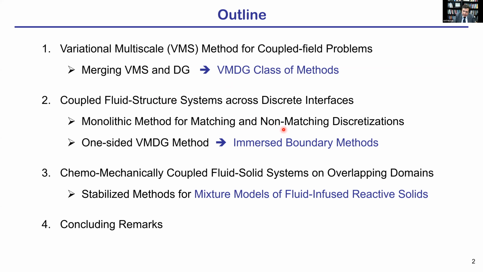Then, as I mentioned, there is another class of problems that have embedded interfaces in the background mesh. And I'll show that we can apply a one-sided VMDG method, and it gives rise to immersed boundary methods. I will talk about chemically reacting flows infused through solids, giving rise to large local deformations and the technical issues associated with them. They give rise to advection-dominated cases and reaction-dominated cases, and we'll talk about stabilized methods developed within the context of the variational multiscale framework to address these problems. Finally, I will round off my talk with some concluding remarks.